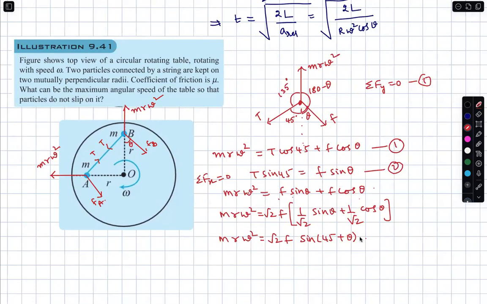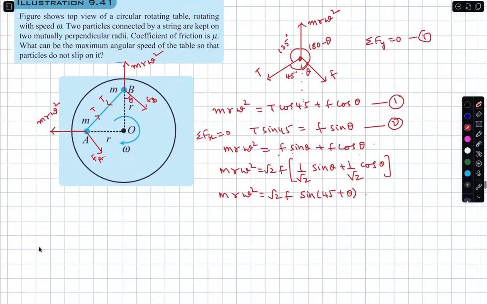Right. Hold on, sir. I'm almost one step just before my answer. So I should change the color. M R omega square by root 2, whatever you take, f is mu mg. This is sin 45 plus theta.